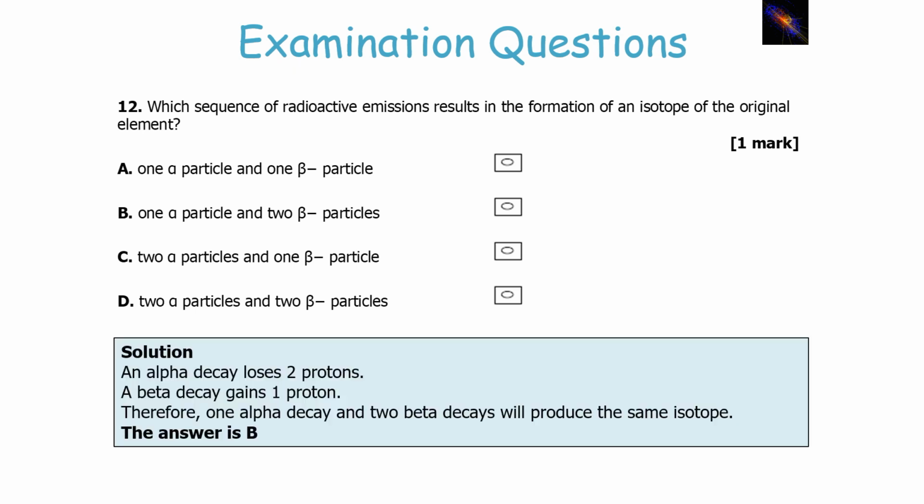Right, so in alpha decay you lose 2 protons. Now we talk about protons only because that determines what element you have. Now a beta decay, which is a neutron to a proton, gains you a proton. So therefore 1 alpha decay, where you lose 2 protons, and 2 beta decays where you gain 2 protons, will produce the isotope of the same element. So our answer is B.